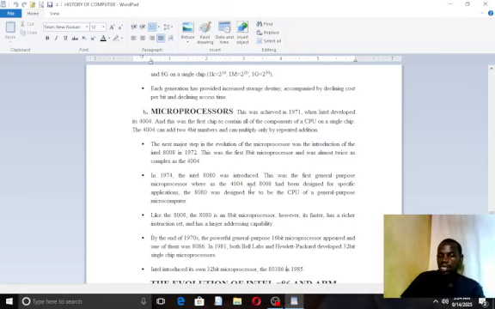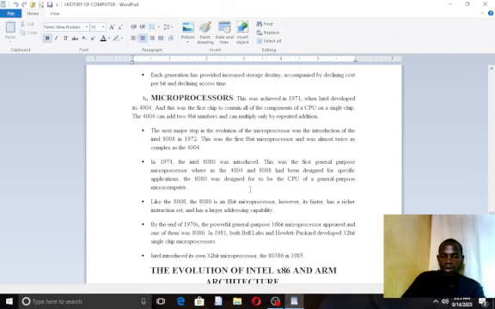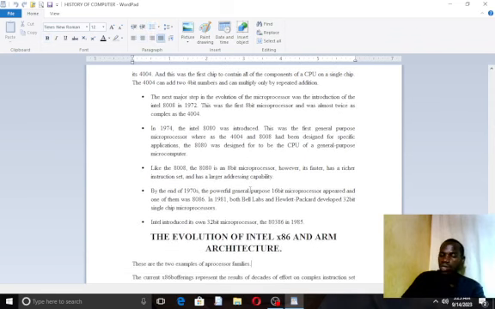By the end of the 1970s, the powerful general purpose 16-bit microprocessor appeared, and one of them was the 8086 in 1981. Both Bell Labs and Hewlett Packard developed a 32-bit single-chip microprocessor later in 1981. Intel introduced its own 32-bit microprocessor in 1985, and that was the 80386 processor. So that marks the end of the history of computer generations.